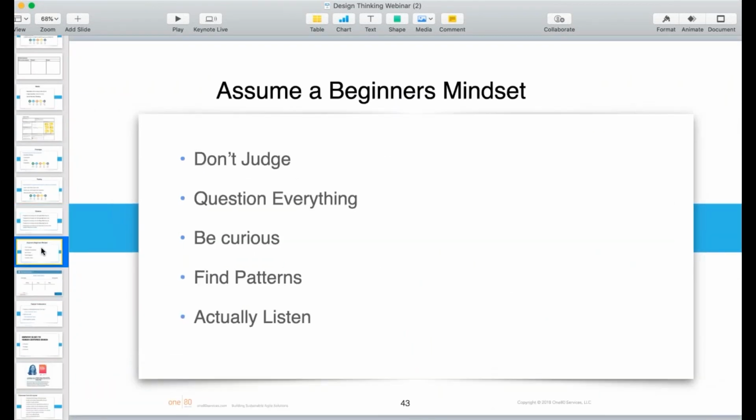Okay, it's very important that when you're doing design thinking that you don't judge, right? That you question everything you know and everything that your organization does, you want to test it. You want to be very curious. You're looking for patterns and you want to listen very carefully.